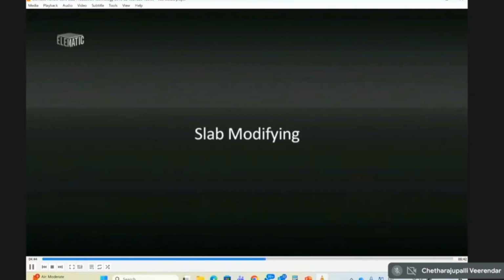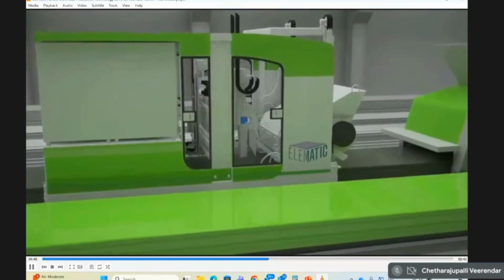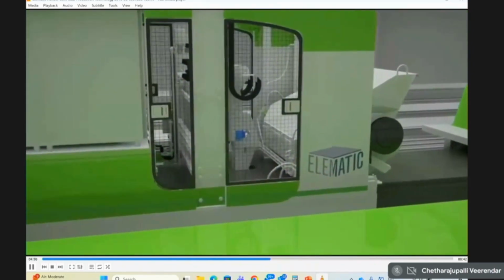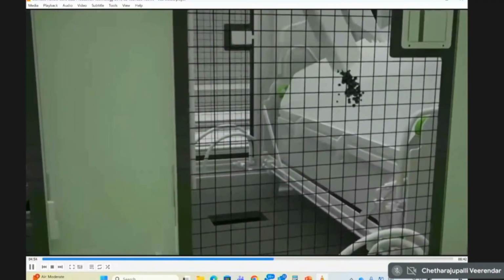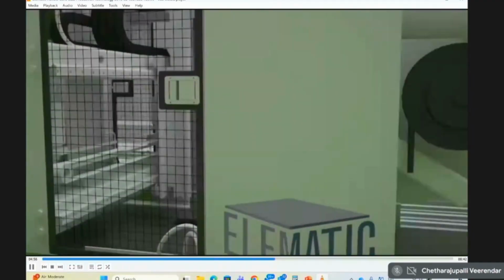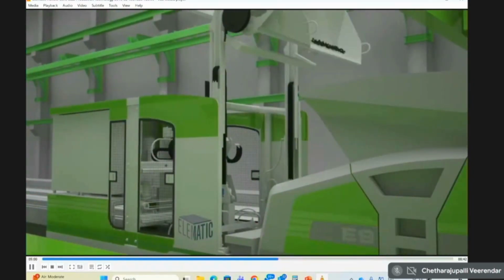After that, what we do is modify the slab. That means if you have small openings, what is shown here is an automatic machine that does that. In European conditions, they do not want to hire more labor. Whereas in India, we do these openings through labor force only. We do not use automatic machines for this operation.